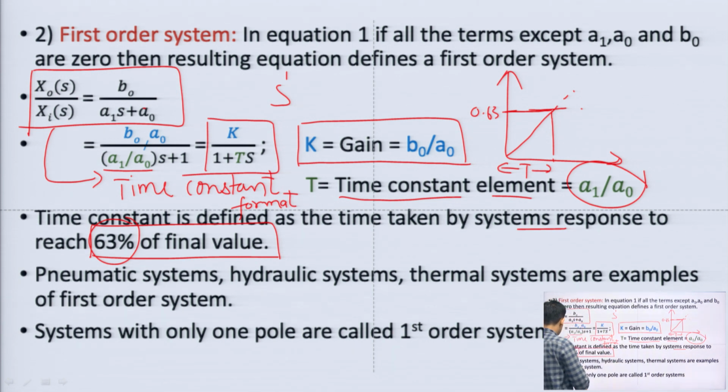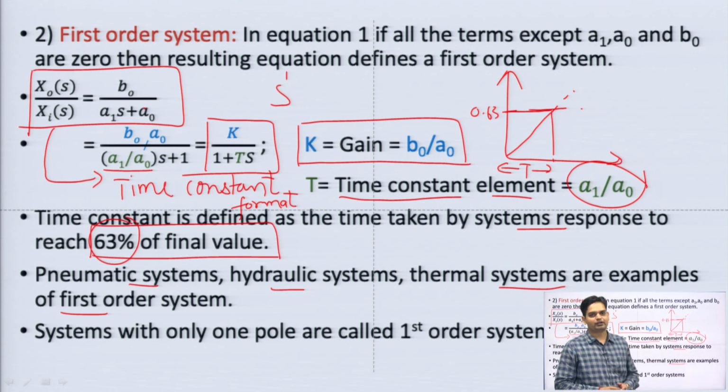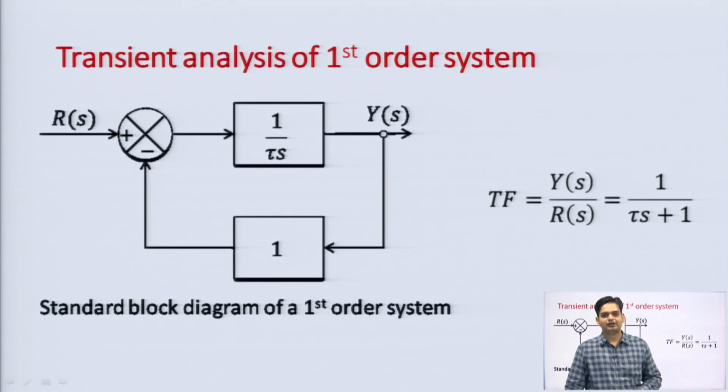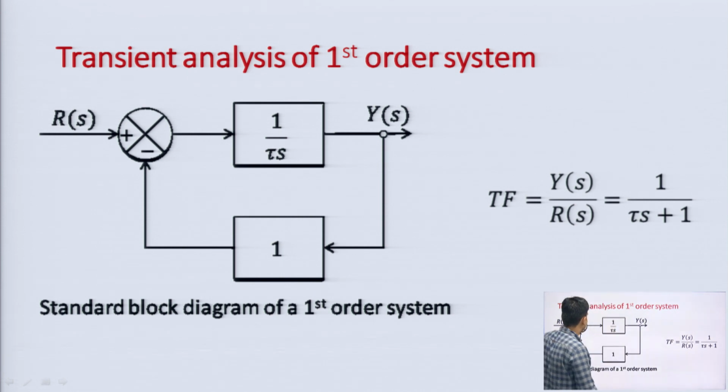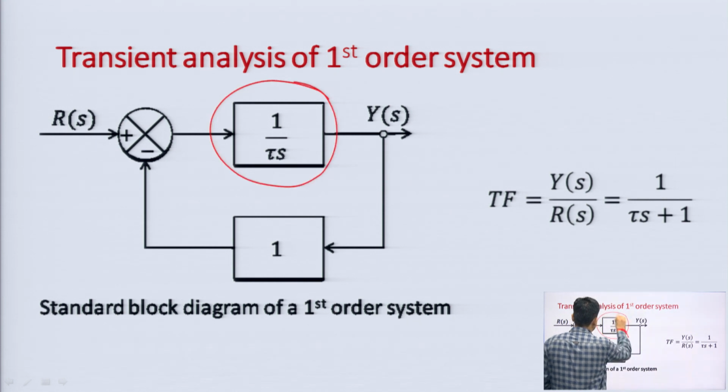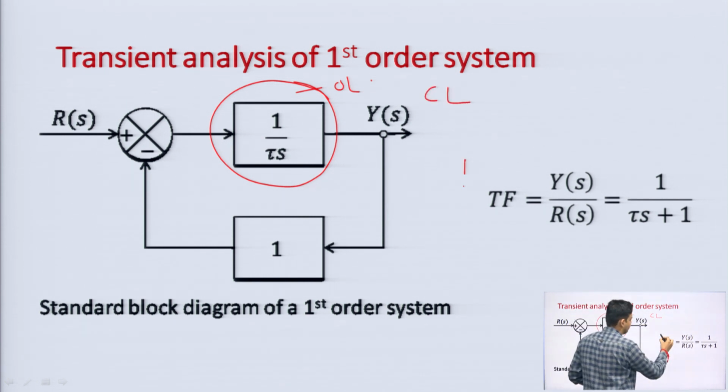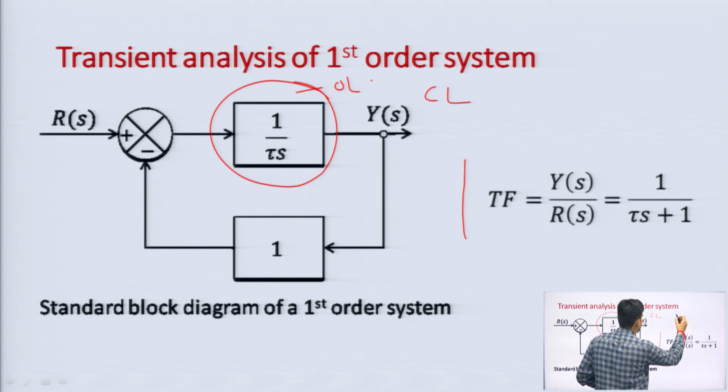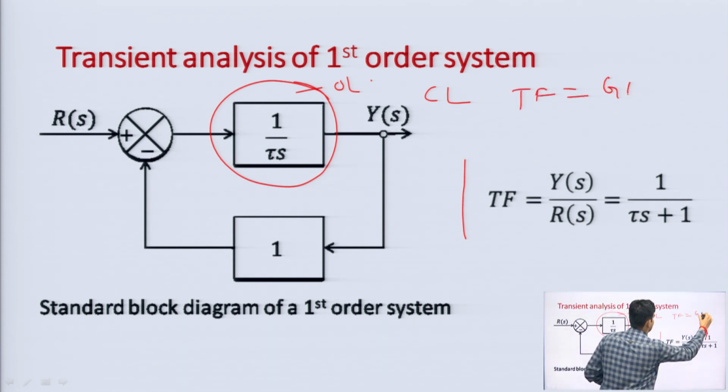Pneumatic systems, hydraulic systems and thermal systems are basically examples of first order systems. Now we will see the analysis of a first order system. Here I am assuming a random first order system whose transfer function is 1 over tau s. This is the open loop. If I apply a unity feedback, it becomes a closed loop system, and for a closed loop system the transfer function is G s over 1 plus G s H s.